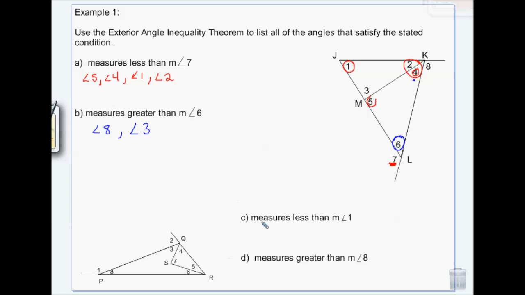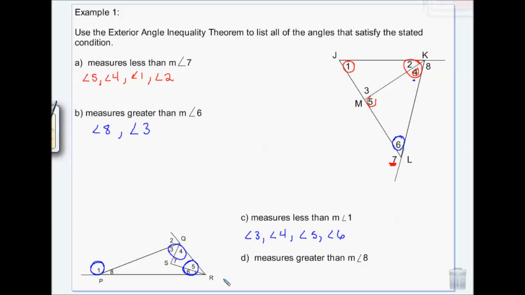Okay, and we want to look at the angles that measure less than angle 1. So we look at angle 1, that's right here. The remote interior angles to angle 1 are this angle and this angle. Well, this big angle is made up of 2 angles, and so is this other one. So we know that these 4 angles will be smaller than angle 1 because they make up the 2 remote interior angles.